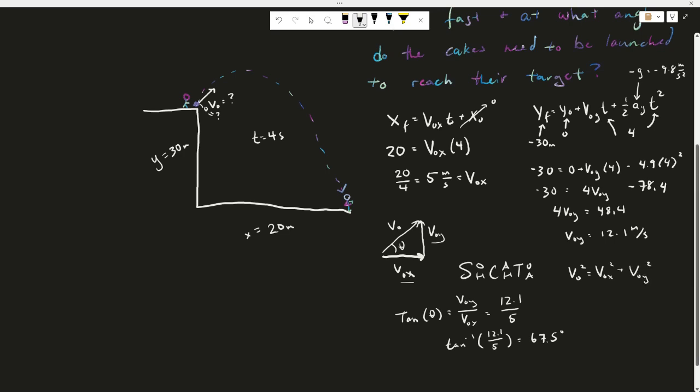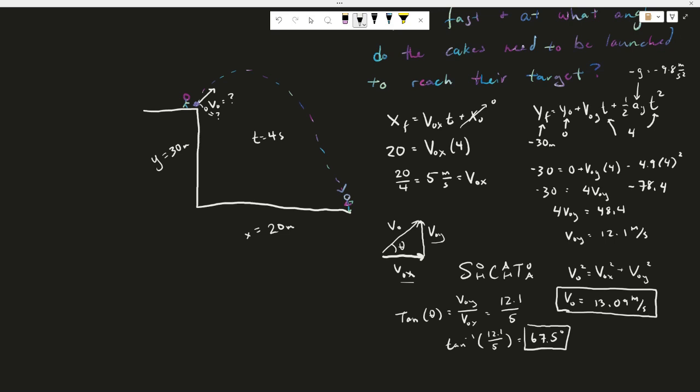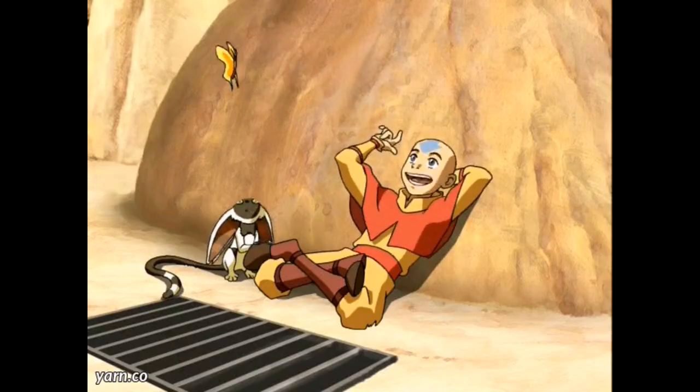And when I do that, I get that V naught is equal to 13.09 meters per second. And this gives me my final answer as to how far, or how fast rather, they needed to launch them and at what angle. So they needed to launch the cakes at 13.09 meters per second at an angle of 67.5 degrees above the horizontal.